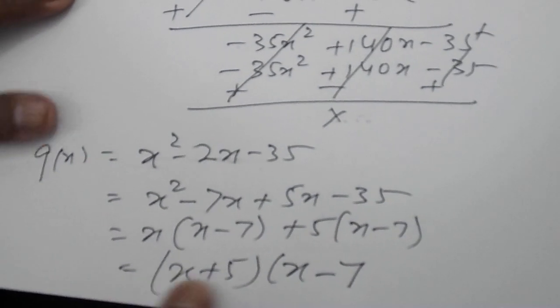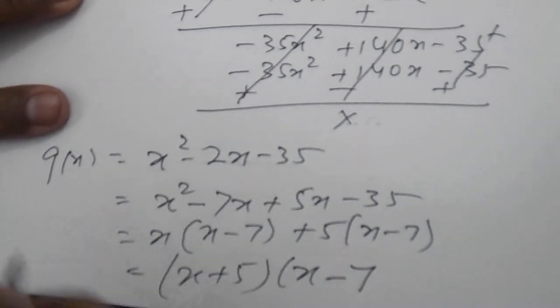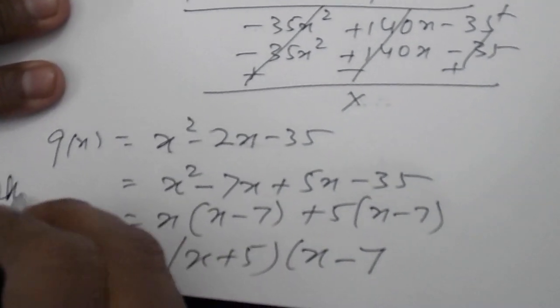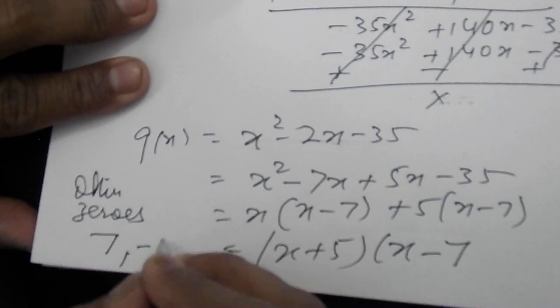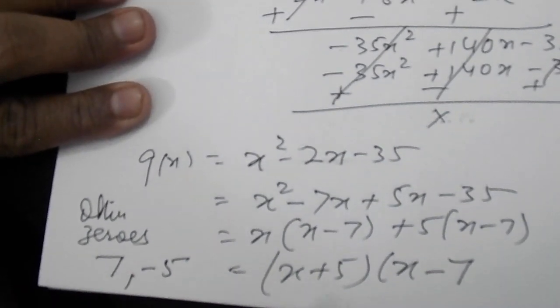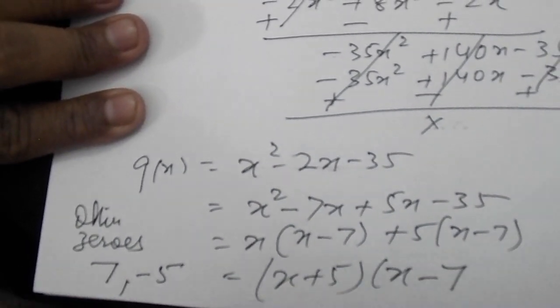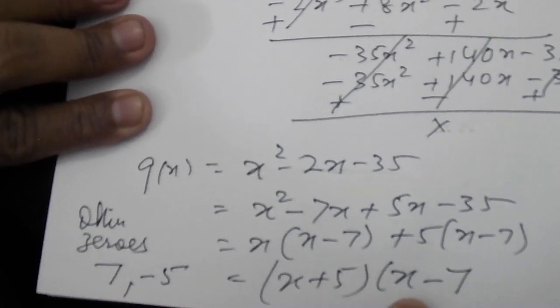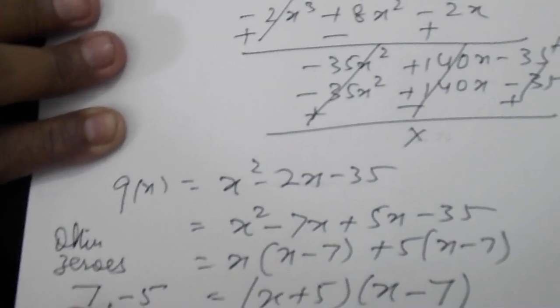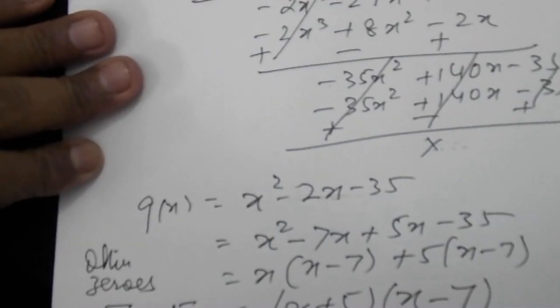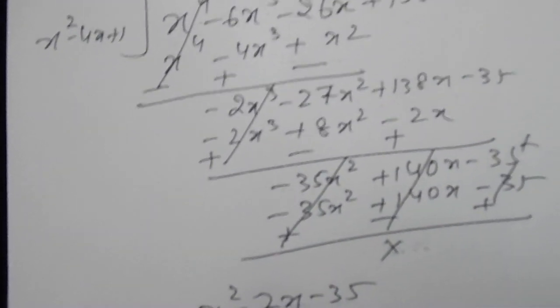Since the factors are x plus 5 and x minus 7, so other zeros are 7 and minus 5. Others, because x plus 5 when you equate to 0 you get minus 5, x minus 7 when you equate to 0 you get 7. So other two zeros are 7 and minus 5. I hope you must have understood, students.